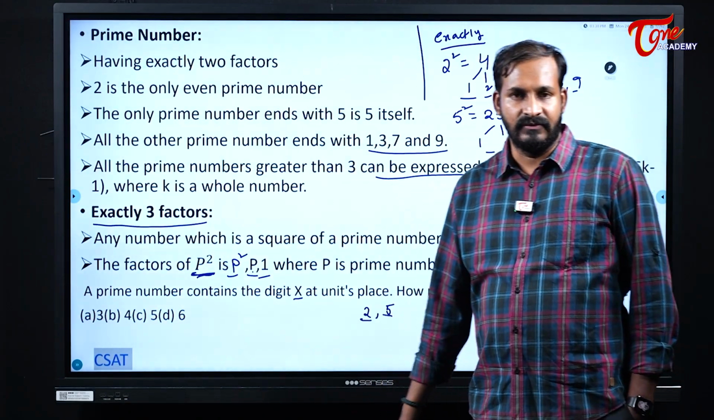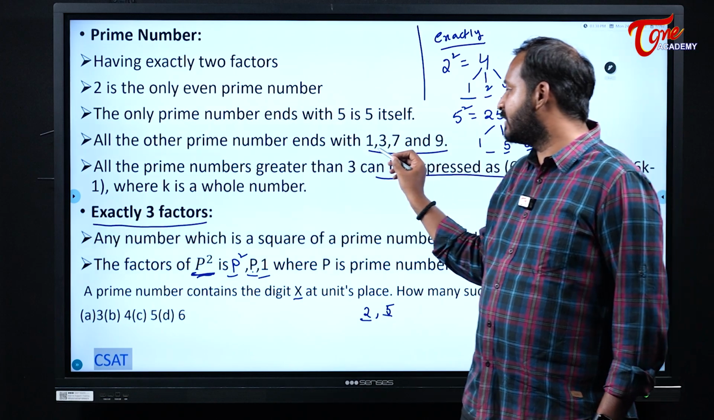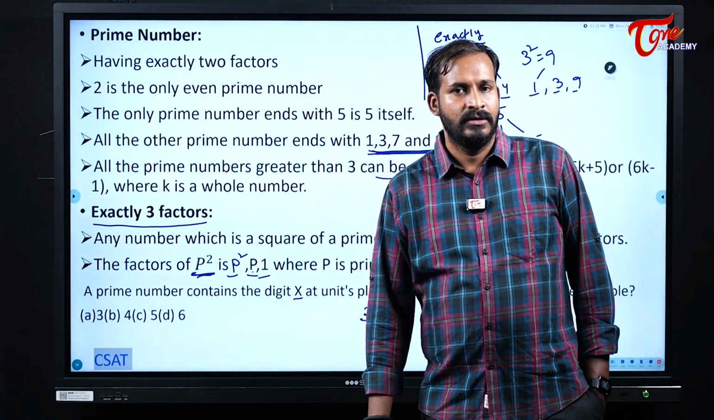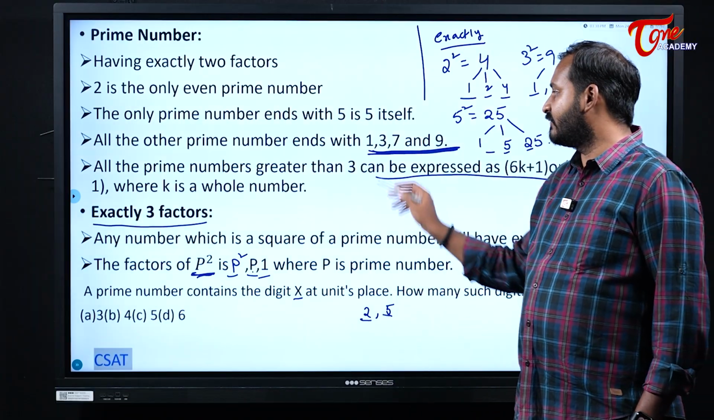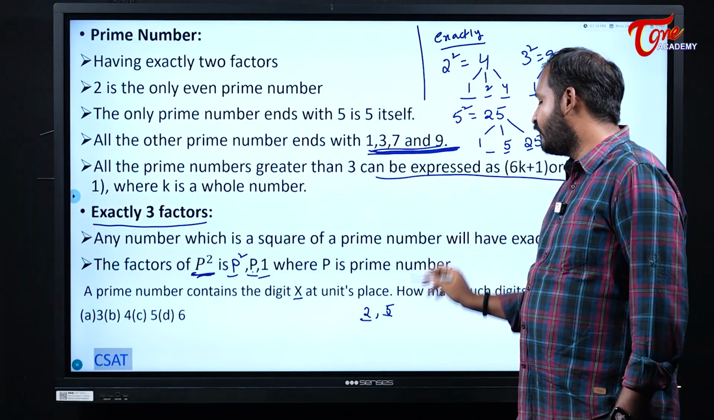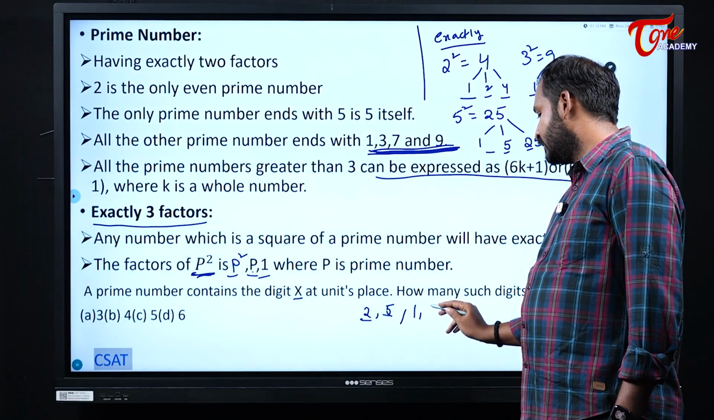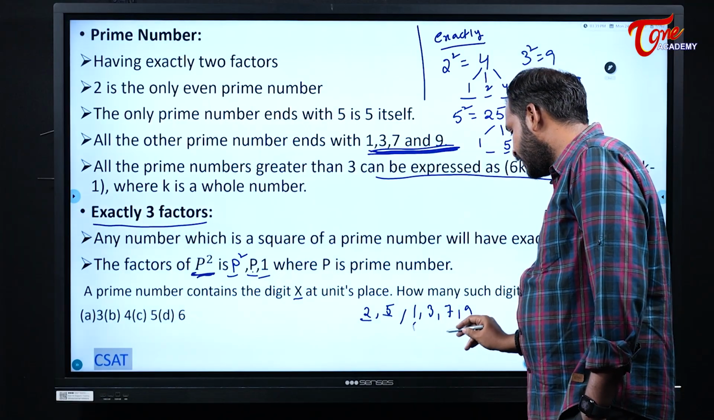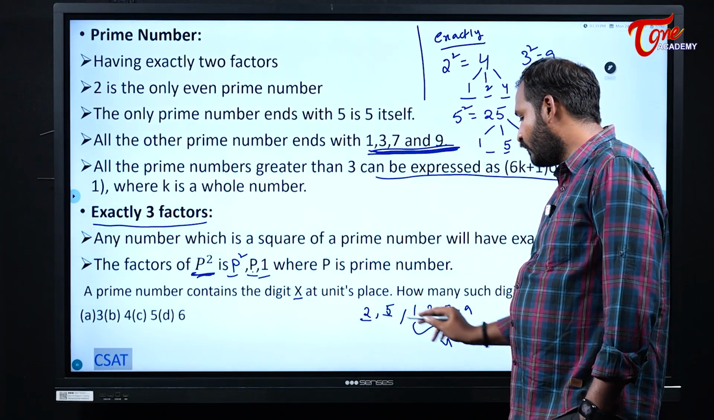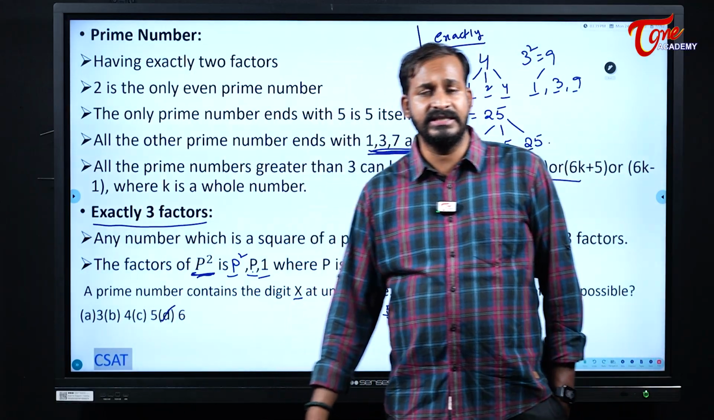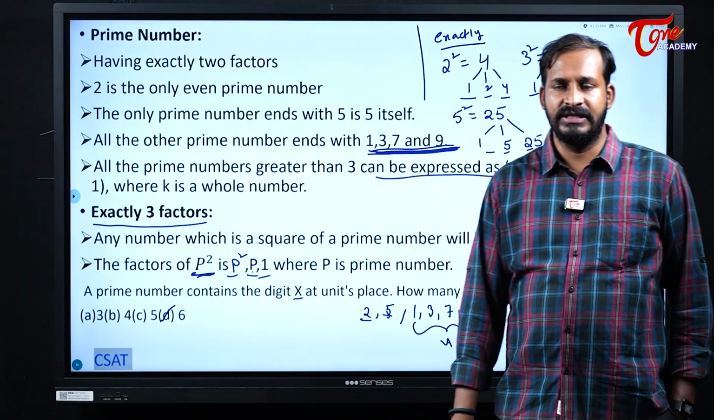Apart from 2 and 5, as we already discussed, all the remaining prime numbers end with what? 1, 3, 7 and 9. All the remaining prime numbers either end with 1, 3, 7 or 9. So how many chances do I have here? 4. So 4 plus 2, 6. So the number of chances of x I will have here is 6 chances for the unit digit x.